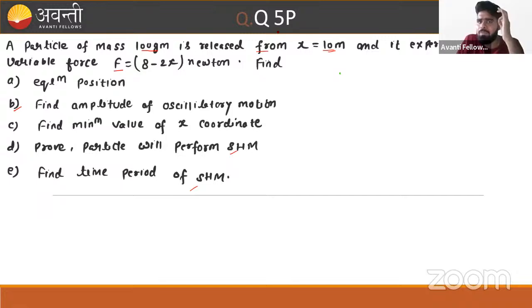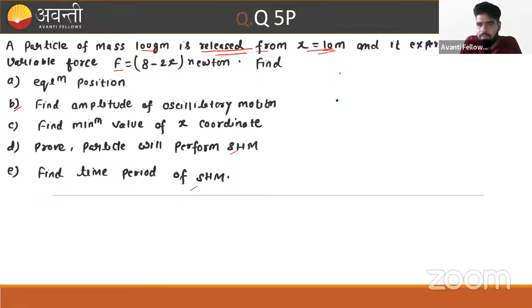Try to understand some important pickup point: the particle is released from x equal to 10. Anybody in this class, can you tell me what is the meaning of released? Released means the particle's velocity at that particular point is 0. So whenever released is given in SHM, we have to understand that it is nothing but the extreme position of the particle.